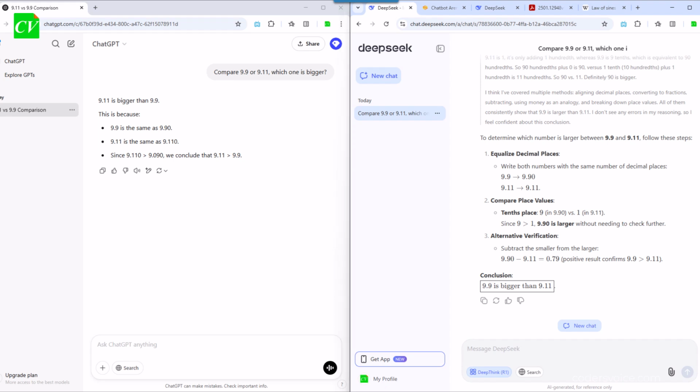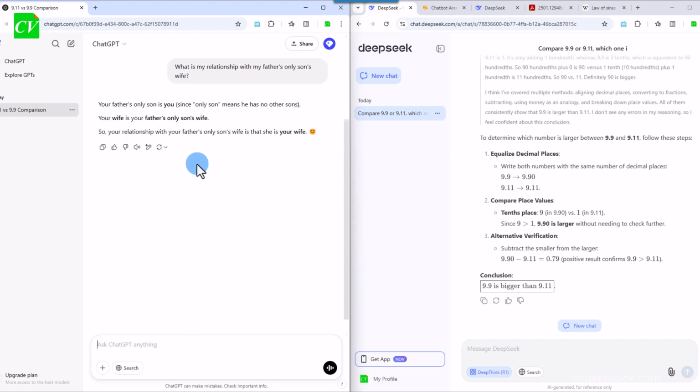Okay, now let's take a look at the second question. What is my relationship with my father's only son's wife? Now this question actually depends on my gender. Okay, ChatGPT said that your father's only son is you. Since only son means having no other sons, your wife is your father's only son's wife. So your relationship with your father's only son's wife is that she is your wife.